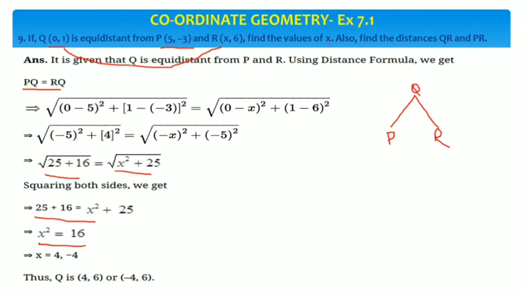So what is the value for x? 4 and minus 4. Now also find the distance QR and PR. For finding the distance QR and PR, we will take the help of the distance formula, and this Q is given here as 4, 6. So one time you will take both the cases. One time you will take Q as 4, 6 and R this one. Then the second time you will take minus 4, 6 and R this one. Similarly you will find the other ones.